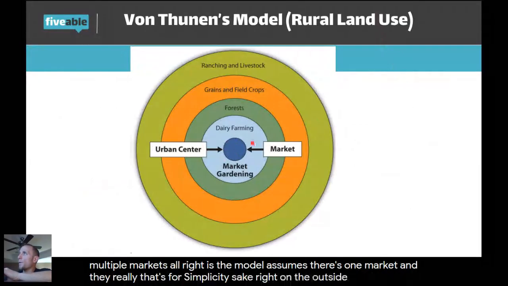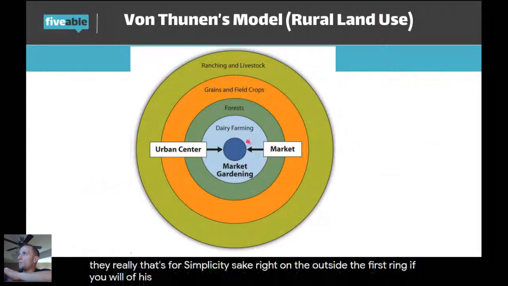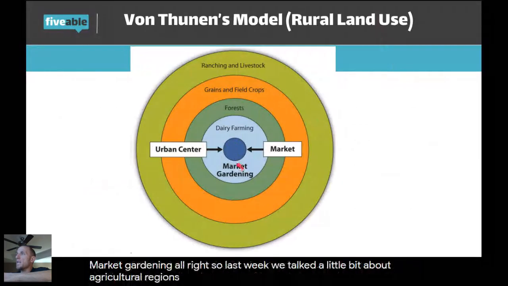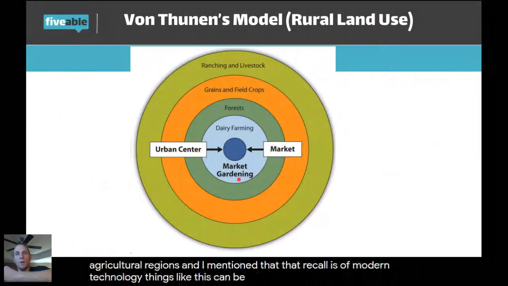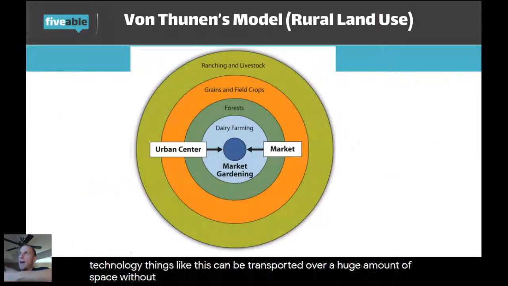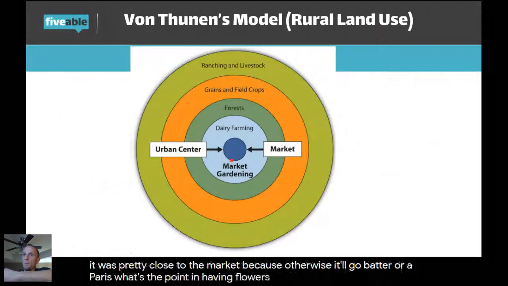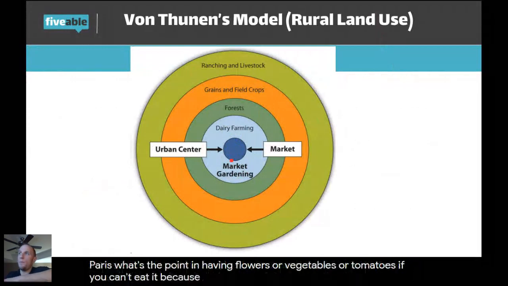On the outside, the first ring, if you will, of his land use model is going to show dairy farming and market gardening. All right, so last week we talked a little bit about agricultural regions. And I mentioned that because of modern technology, things like this can be transported over a huge amount of space without going bad, things like refrigeration. But back in the day, it was pretty close to the market because otherwise it'd go bad or it'd perish. What's the point in having flowers or vegetables or tomatoes if you can't eat it because it went bad before you got to the market?